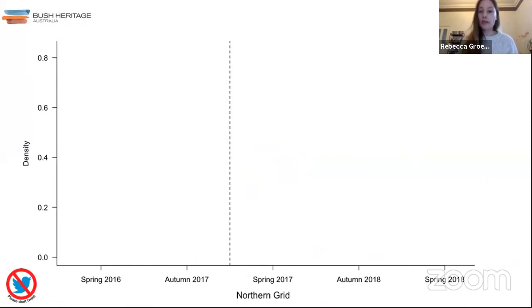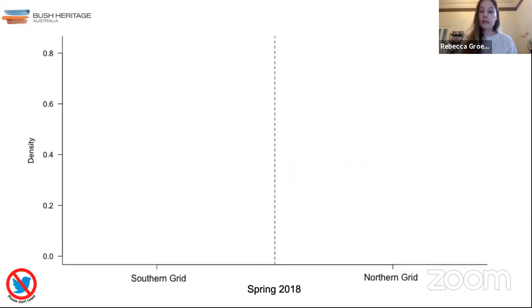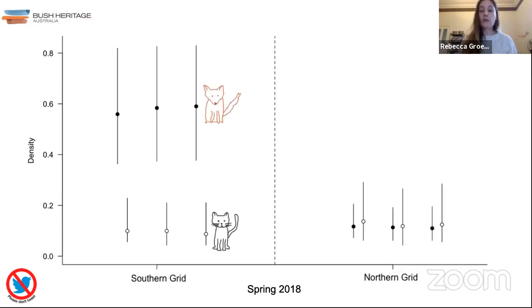And now the spatial count density estimates. Firstly, the northern grid, with baiting to the right of the dotted line. Again, foxes are in the closed circles and cats in the open. Fox density has markedly dropped post-baiting. Cat density looks to have increased slightly, then decreased. Hopefully the full data set will provide a clearer picture. Next, density estimates from the southern unbaited grid and the northern baited grid in spring 2018. The fox population has been knocked down and cat density is similar despite differences in the fox density.